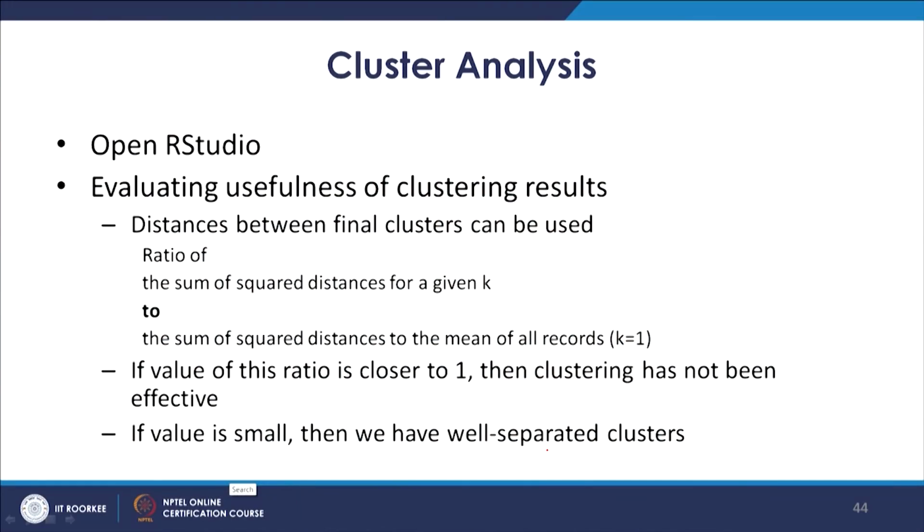With this we would like to go back to our discussion. So let us go back. A few more points specifically about k-means clustering. How do we evaluate the usefulness of these clustering results? One metric that could be used is the distances between final clusters, which can be used to compute this ratio: the sum of square distances for a given k to the sum of square distances to the mean of all records. This ratio will give us an idea about whether the clustering results are useful or not. This is more about understanding whether the clusters are separated or not.